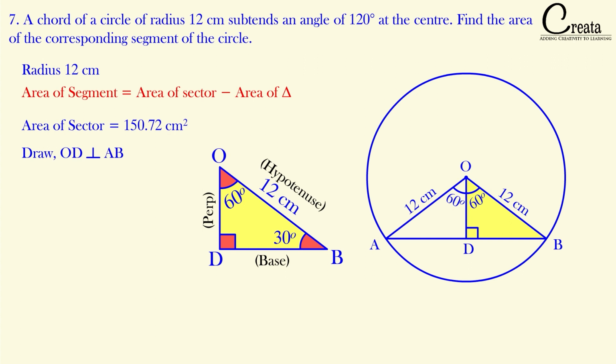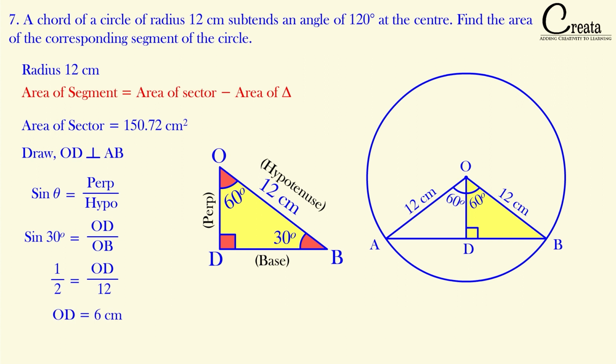Let's move further. Firstly, use sine theta. Sine theta is perpendicular over hypotenuse. Here perpendicular is OD and hypotenuse is OB. And theta is 30 degree and OB is 12 centimeter. Sine 30 degree is 1 by 2. Let's put the value. On solving, we got OD as 6 centimeter.